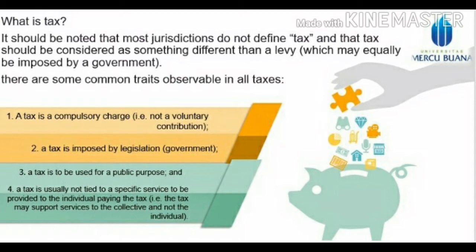The first, a tax is a compulsory charge, and the second, a tax is imposed by legislation or government. The third, a tax is to be used for a public purpose. And the last, a tax is usually not tied to a specific service to be provided to the individual paying the tax.